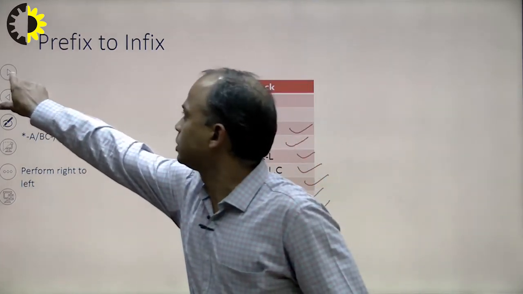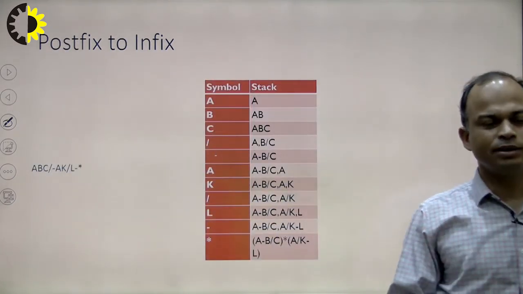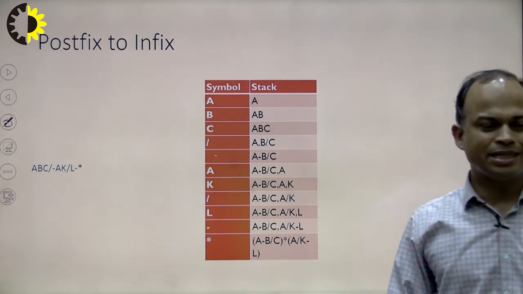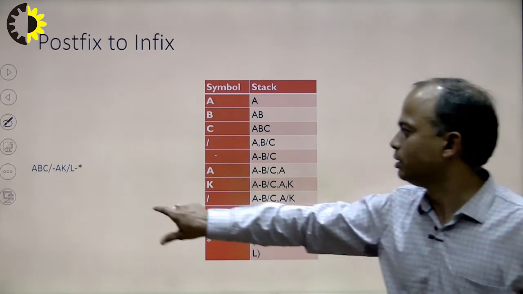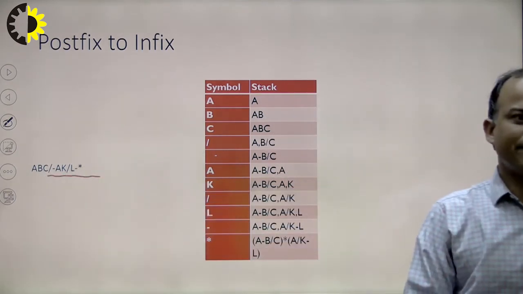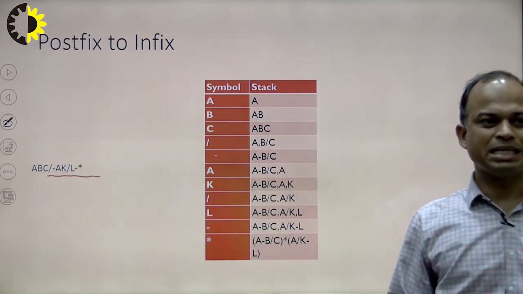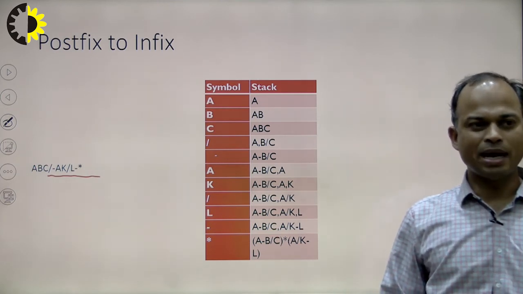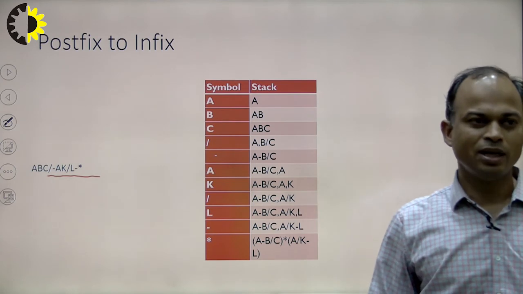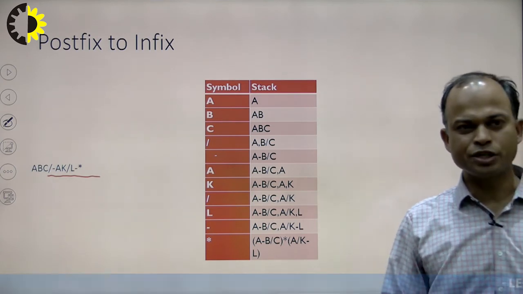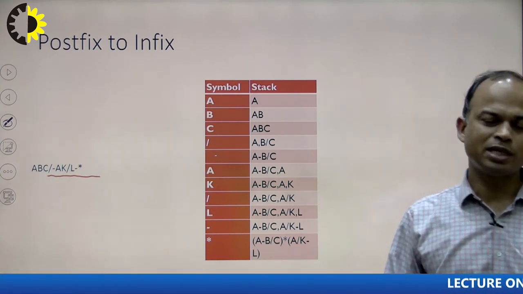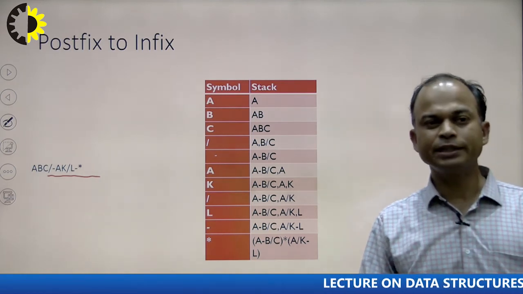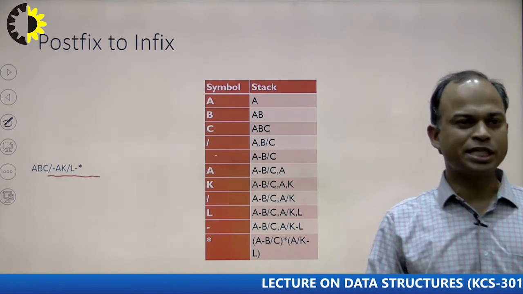Our next conversion is postfix to infix, and here our expression is given. Our expression is a b c divide minus a k divided by l minus multiply. This postfix expression is given, and we want to convert it into infix. Further, we are using the concept of the stack.